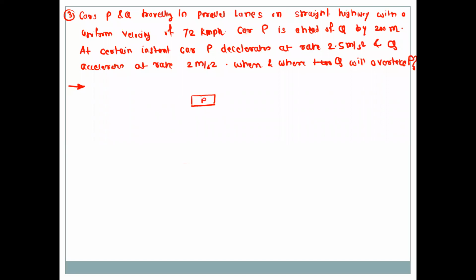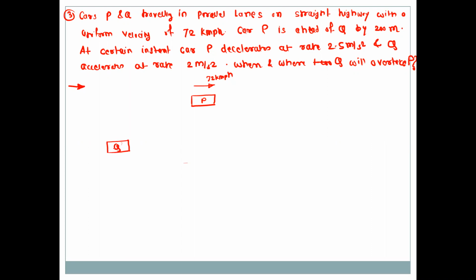So this is the car P. This is the initial position when it is having the speed of 72. So car P is initially moving with this speed 72 km per hour. At the same time, car Q is also moving with the same speed, but it is 200. So car P is ahead of car Q. So car Q is behind car P by 200 meter distance.